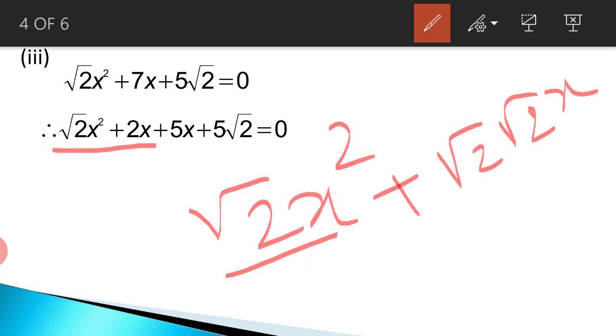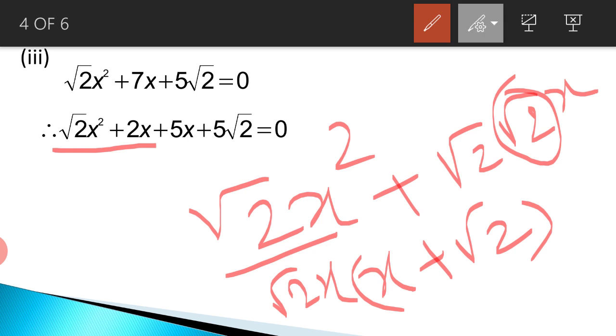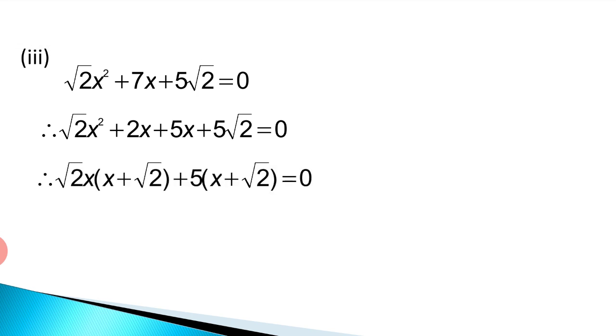Now can we take root 2 and x common? If I take root 2 and x common, what will be left there? Here there will be x, and here what will be left? Only root 2. Are you getting? So if you take root 2x common from the first two terms, what is left is x plus root 2. Now this kind of calculation you should be able to do in mind. Is it okay? So let us go for the solution: root 2x into x plus root 2.